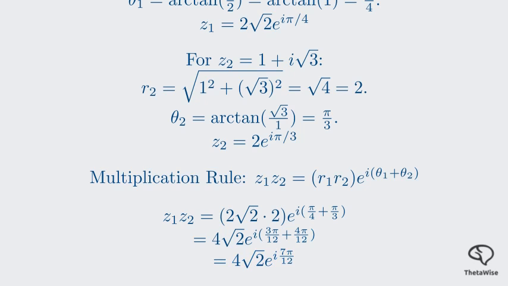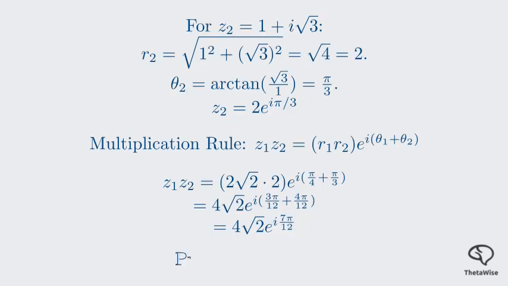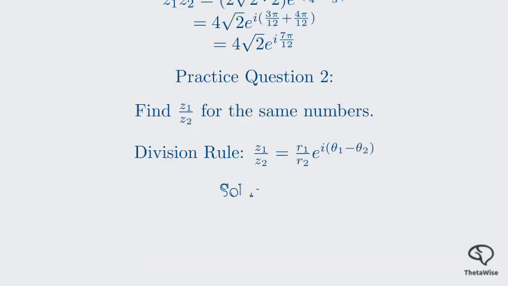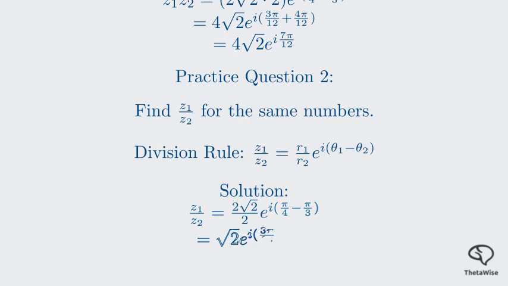Here's a practice question for you. What is the quotient z1 divided by z2? How do you think division works? The rule for division is divide the magnitudes and subtract the angles. So the magnitude becomes 2 times the square root of 2 divided by 2, which is the square root of 2. The angle becomes pi over 4 minus pi over 3, which is negative pi over 12. If you got the square root of 2 times e to the negative i pi over 12, you're on your way to mastering this.